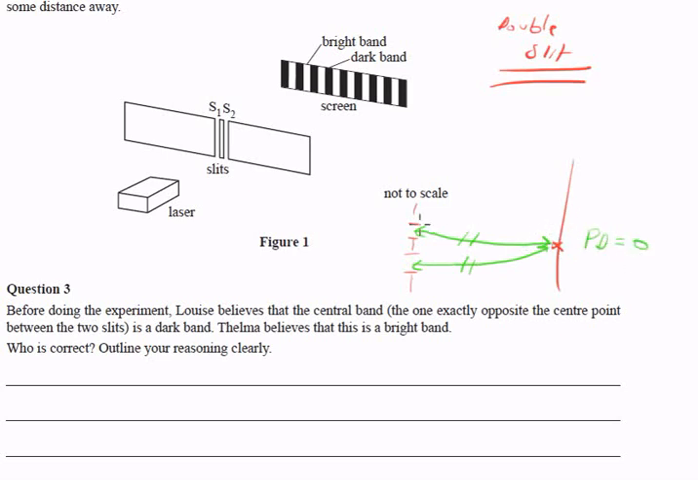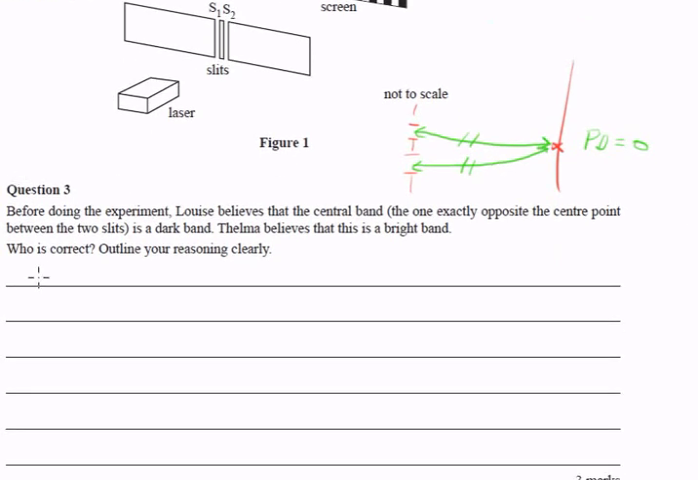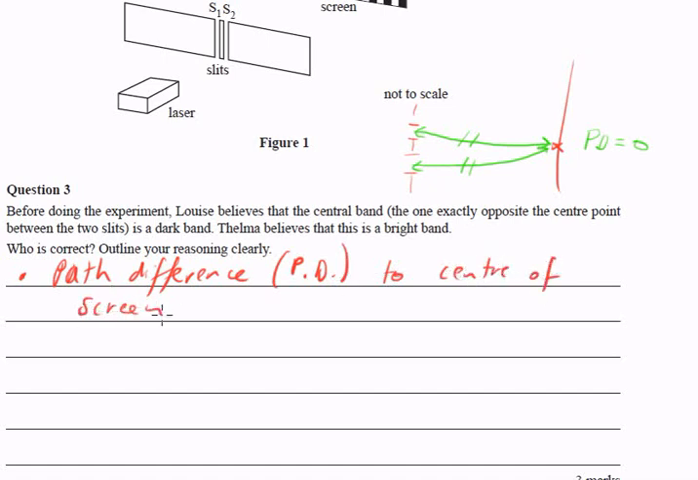Because it's in the middle, the distance from one slit to the middle and the distance from the other slit to the middle are the same, therefore the path difference is 0. That's going to be really important when we do our explanation. Alright. So let's write about path difference. And from now on I'm just going to refer to that as PD. PD to centre of screen equals 0.